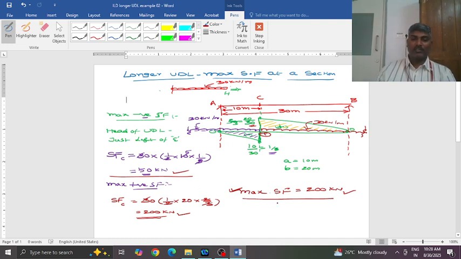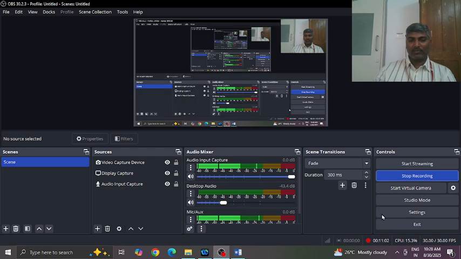So this is the solution, and you have learned how you can find the maximum shear force value at a particular section in a given beam or girder.